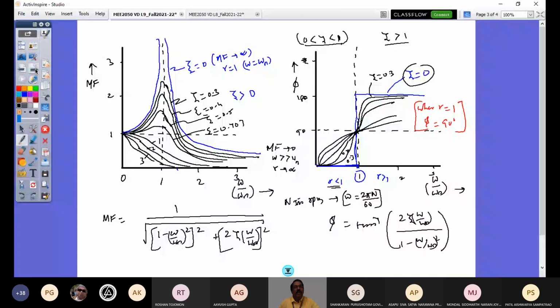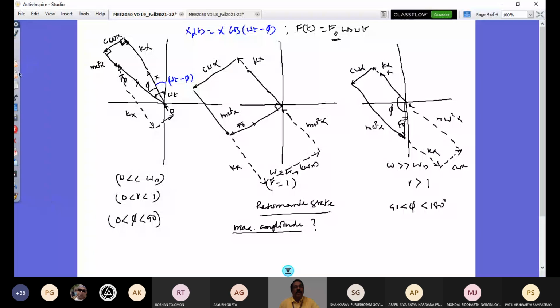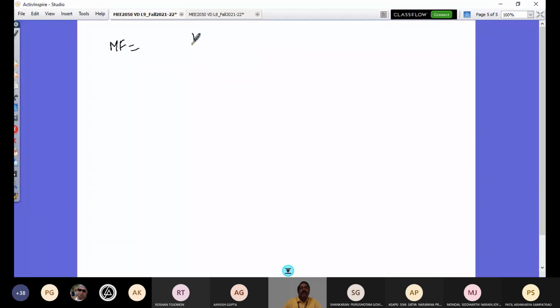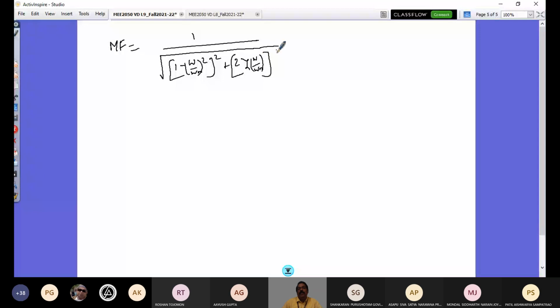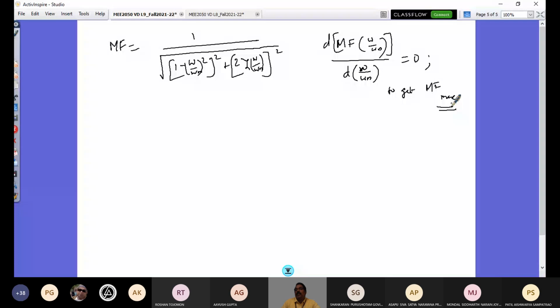So what am I going to do? I'm going to take this magnification function, magnification factor, that's 1 by the root of (1 minus (omega by omega n) whole square) whole square plus (2 zeta omega by omega n) whole square. So this MF is now a function of omega by omega n. If I differentiate this function with respect to omega by omega n and equate to 0, I would get its maximum value, MF max, right?